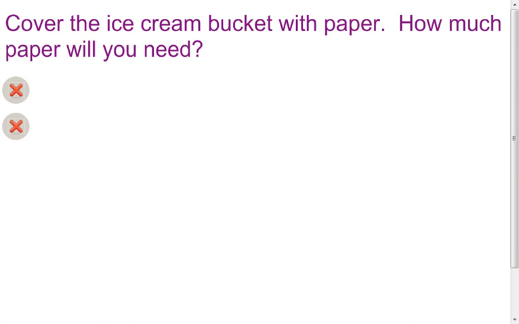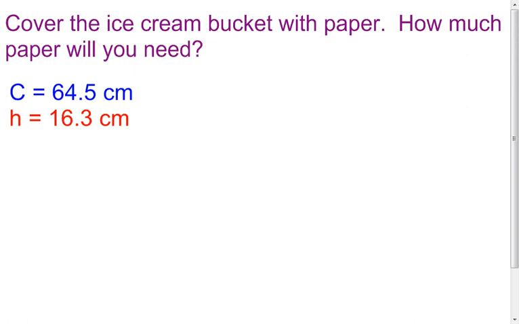Well, I can't really measure the radius, that's pretty hard. But what I can do is get out my flexible tape measure and measure the circumference, and I've done that. I measured the circumference of my ice cream bucket to be 64.5 centimeters. And then I get my ruler out and measure the height, and find that the height of that cylinder is 16.3 centimeters.